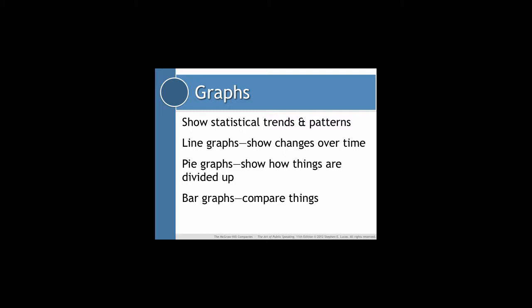A line graph. A line graph is where you use lines to show how things change over time. A pie graph is usually a circle, and it shows how things are divided up. It shows how, if you take a whole number, how that thing is divided up into percentages. And then there is a bar graph, and bar graphs are where you compare things. You put them up against each other so you can see how they compare. So let's take a look at each one of these things.